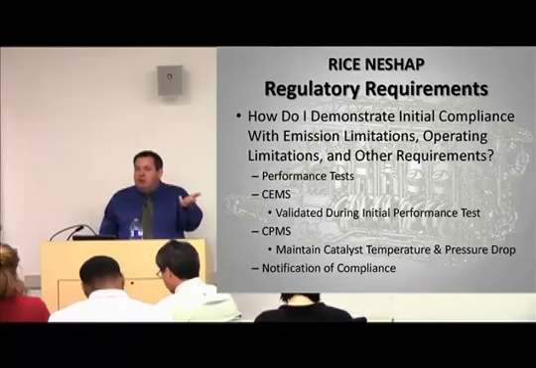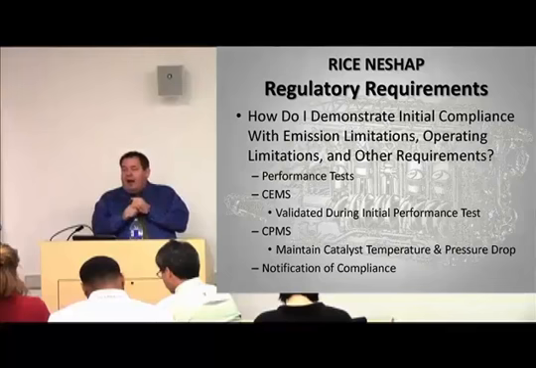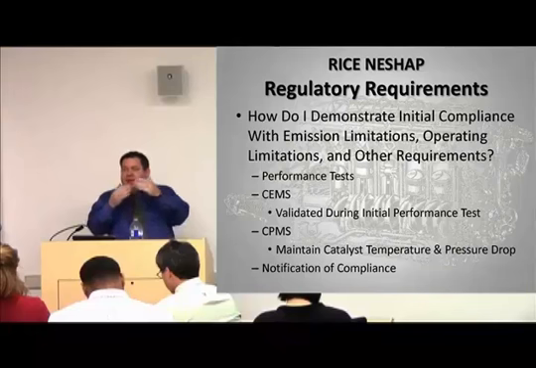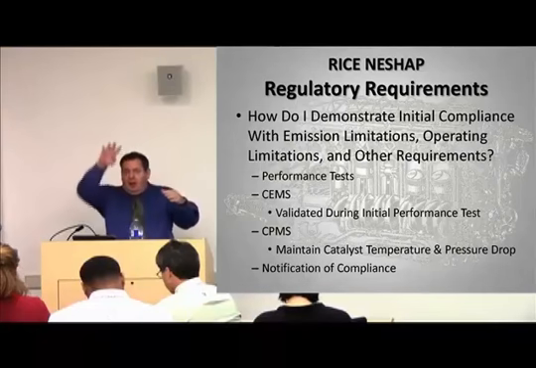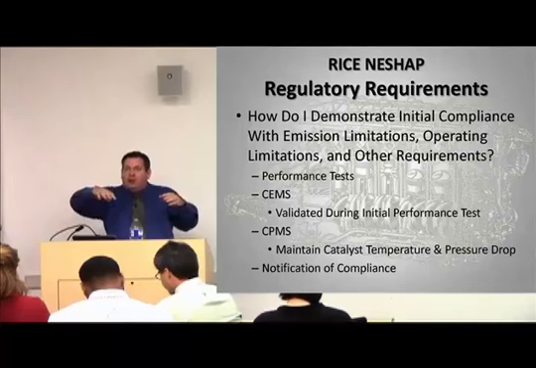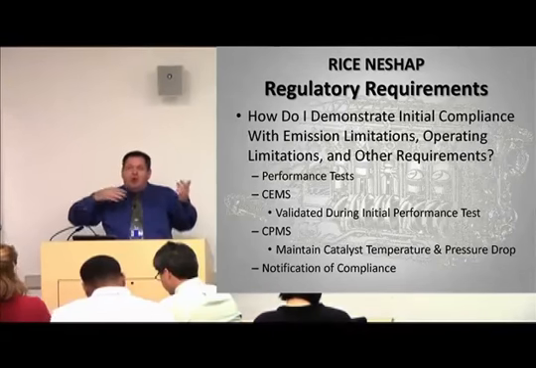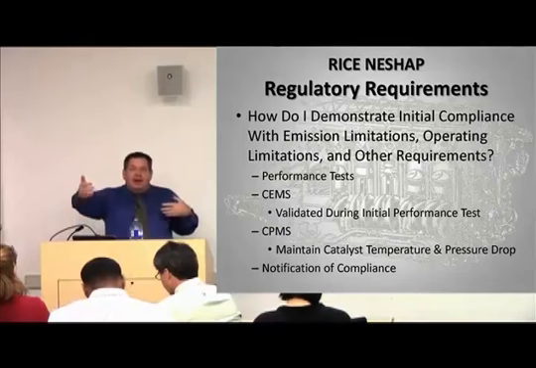So here's the deal with performance test. You have to notify your administrator, which is in this case San Diego APCD, 60 days before your performance test, and your source tester gives them a plan. The source tester is going to tell them what they're going to measure and how they're going to measure it, and that's going to include the RADA test for the SEMS or the CPMS. So they submit the plan 60 days in advance.